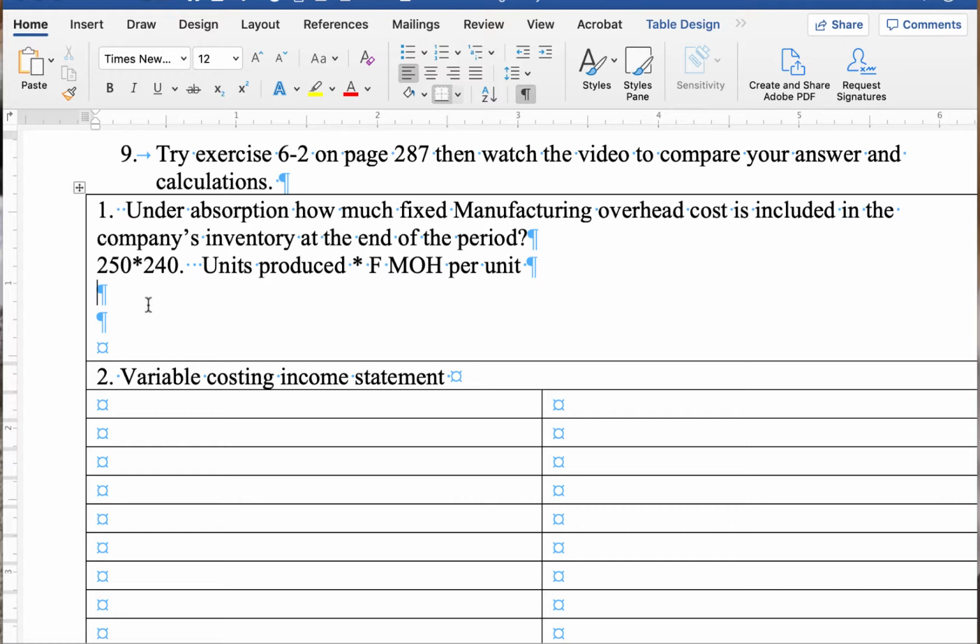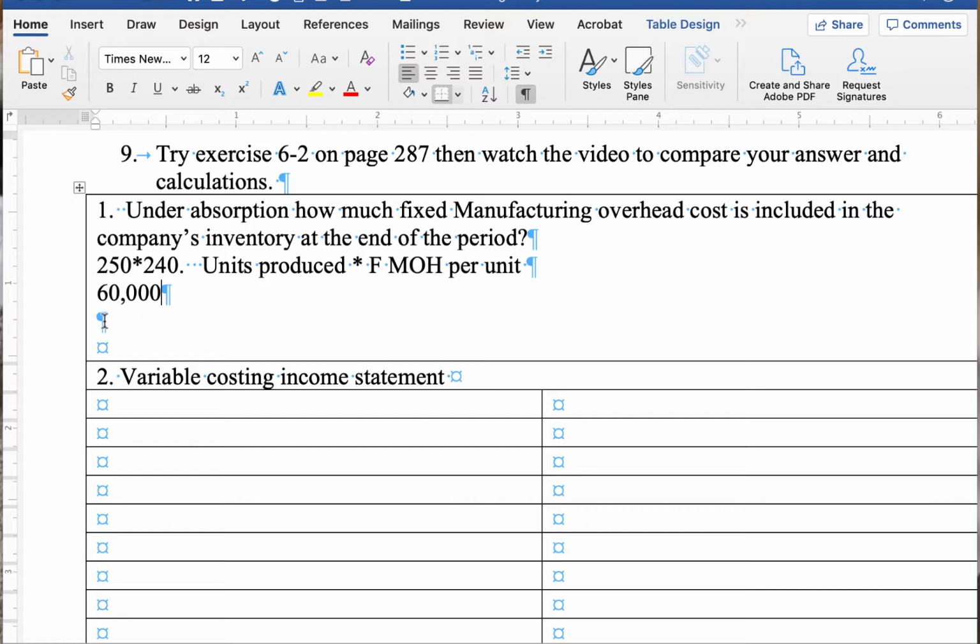So if I take $250,000, or I'm sorry, 250 units times the $240, I get $60,000, right? That is my total fixed MOH, okay? They want us to say, okay, how much of your fixed manufacturing overhead, how much of that 60,000 is still on the balance sheet at the end of the year?